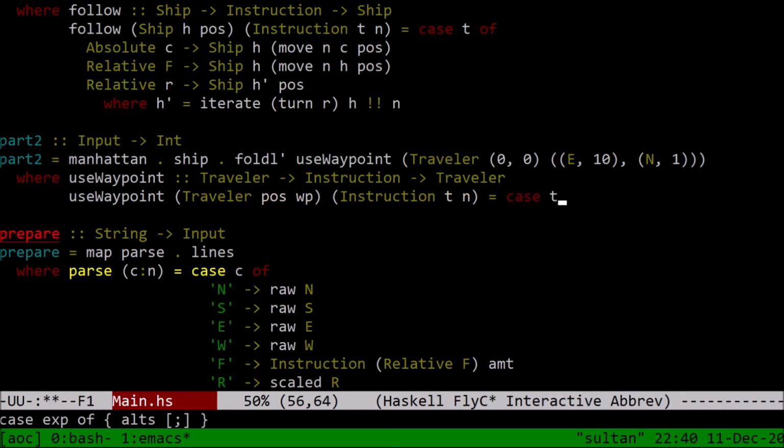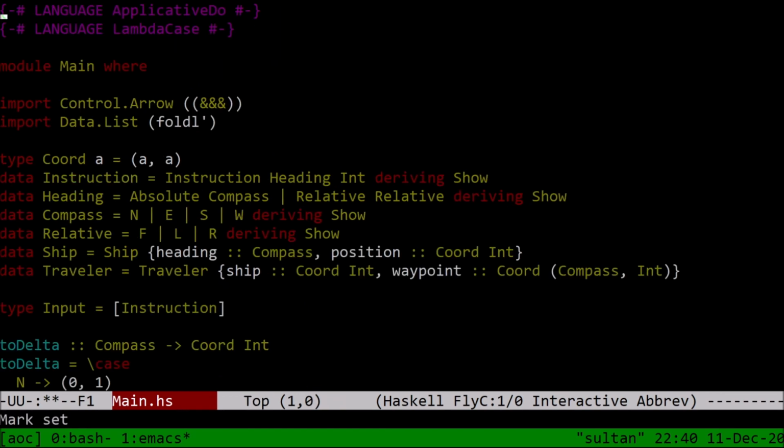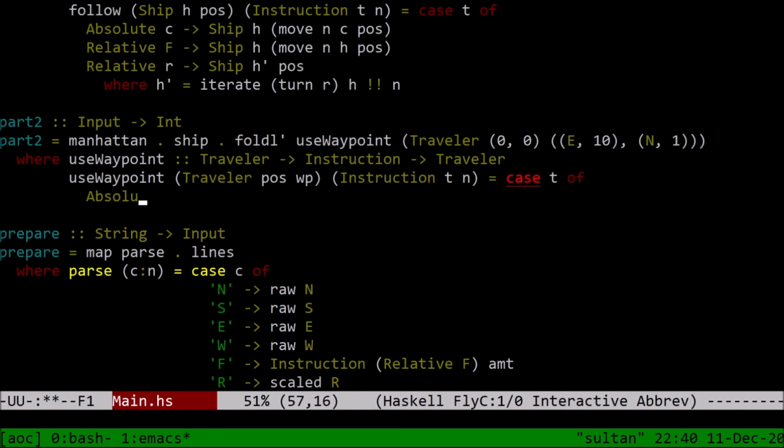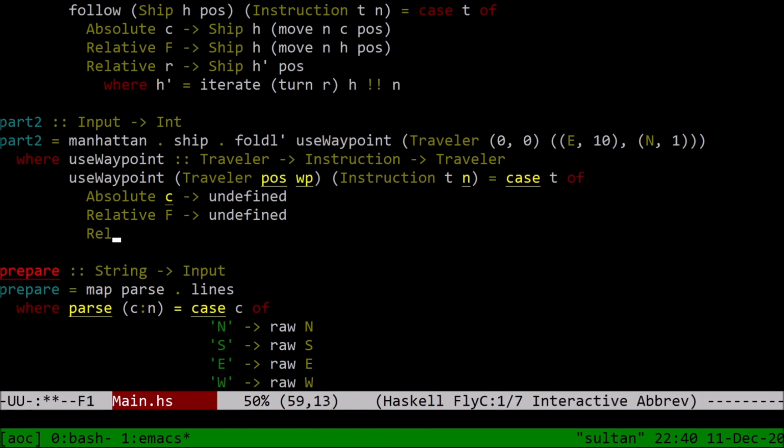So I think we just say case T of. And T, yes, T is a heading, I guess. It's either absolute or relative. Absolute C, relative F is still special, and relative R is still not special. So in some sense, this was kind of a good way to split things up, I guess. Both of them care about C and R differently. Maybe we could have had a compass direction, a turn, and forward be its own special case. If I'd thought of that, maybe I would have done it. But as it is, it's not too bad to have them be separate.